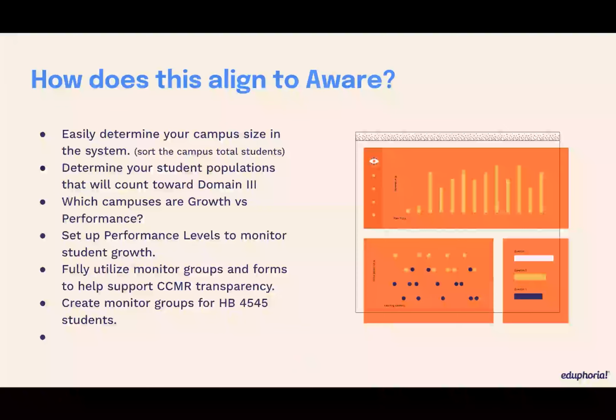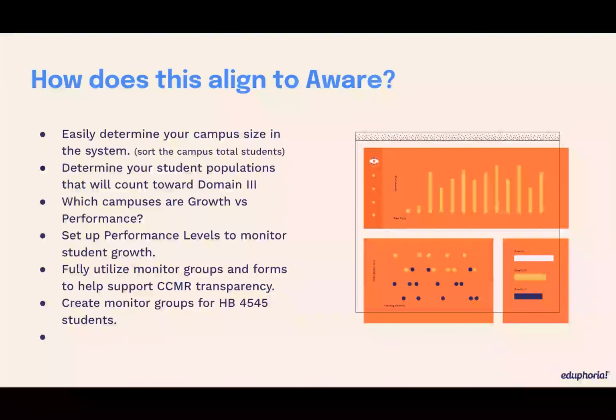In Aware, you can easily determine your campus size in the system. So if you're already thinking, oh goodness, size is going to matter for accountability now, you can easily do that in Aware. You can easily determine your student populations as well that will count toward domain 3. So who are those predominant two? Which campuses are more of that growth versus performance? You can figure that out in Aware as well.